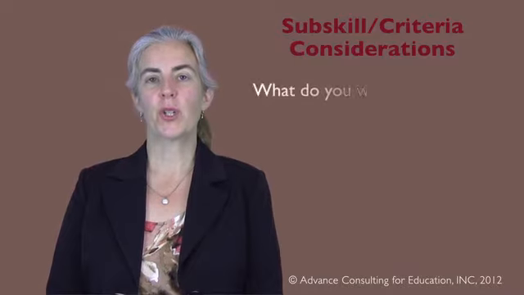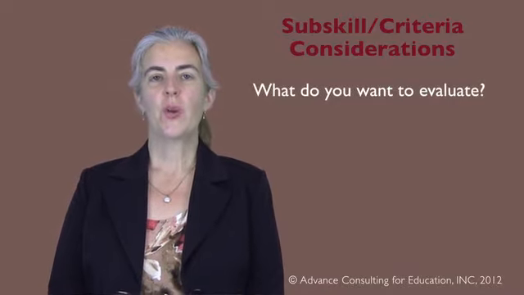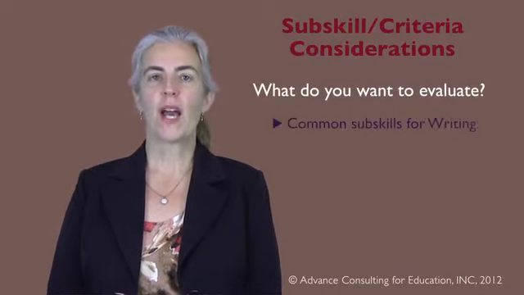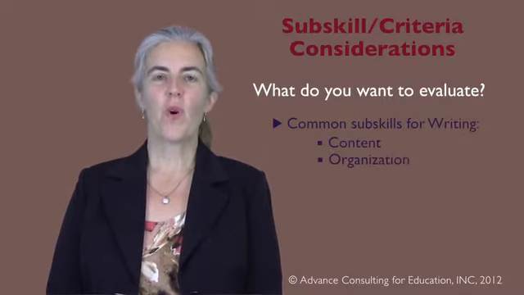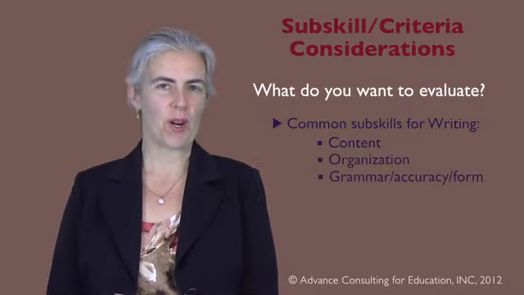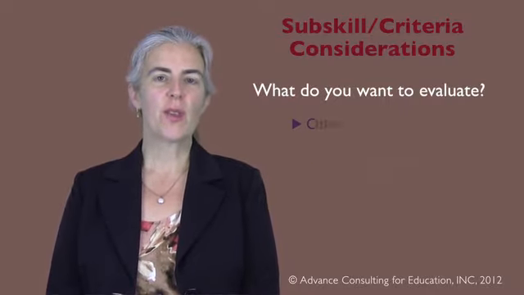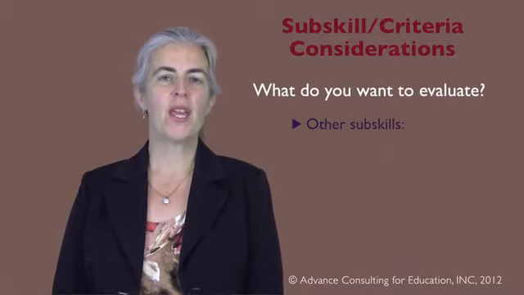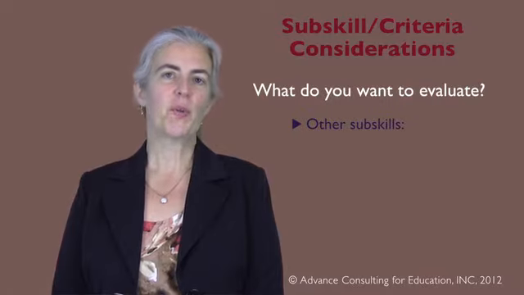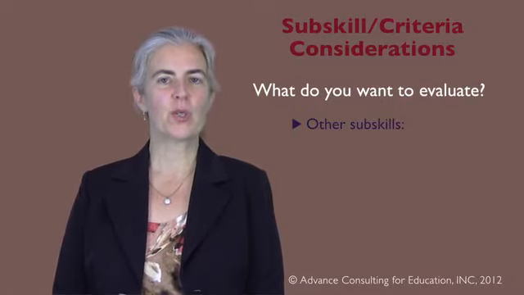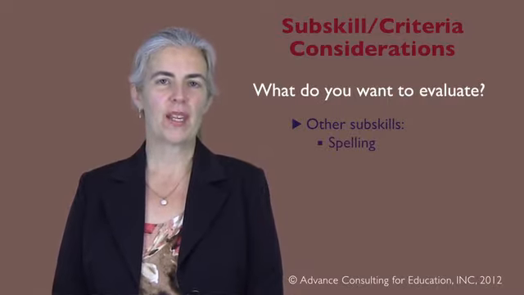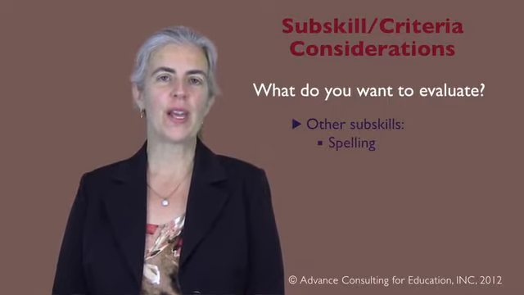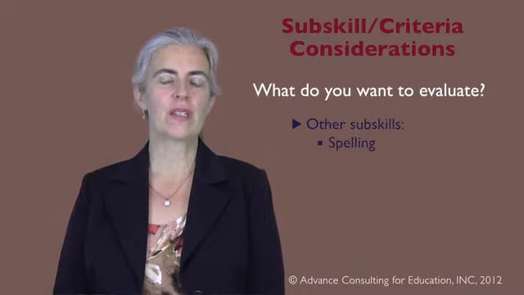So you've got to decide what you're going to evaluate. Generally, if you're evaluating writing, you're going to have a column for content, one for organization, and one for grammar, accuracy, or form. But there are lots of other different sub-skills that people may find pertinent to their teaching contexts. For example, if you've been really encouraging your students to watch their spelling and check their spelling, then you may want to add a separate column for spelling. That might be quite important to you and to what you're trying to teach your students.